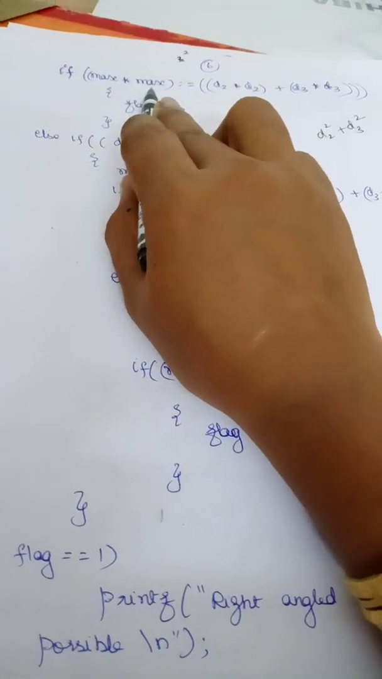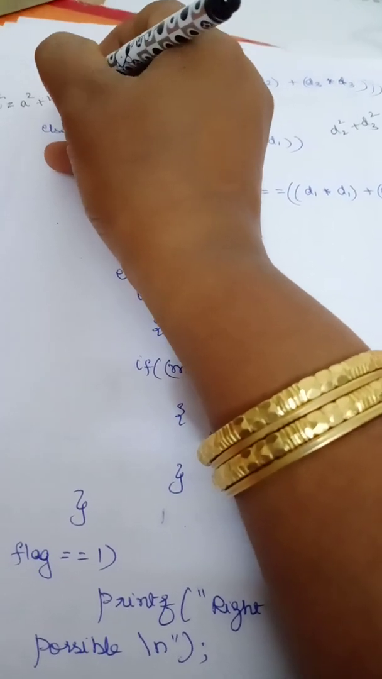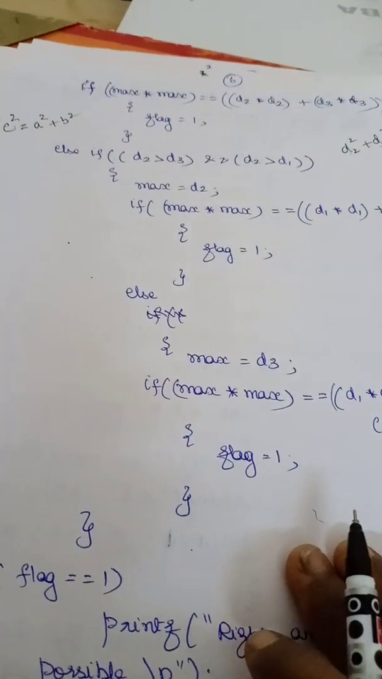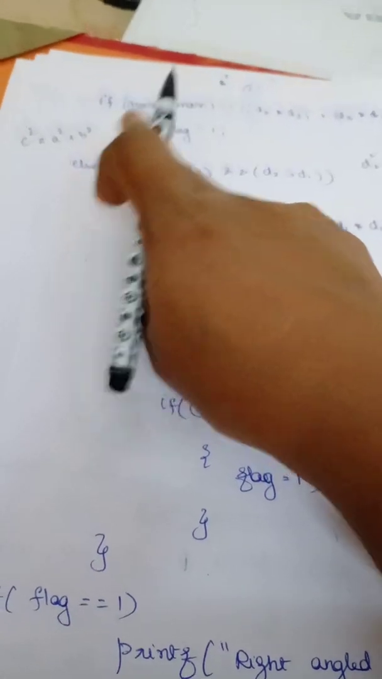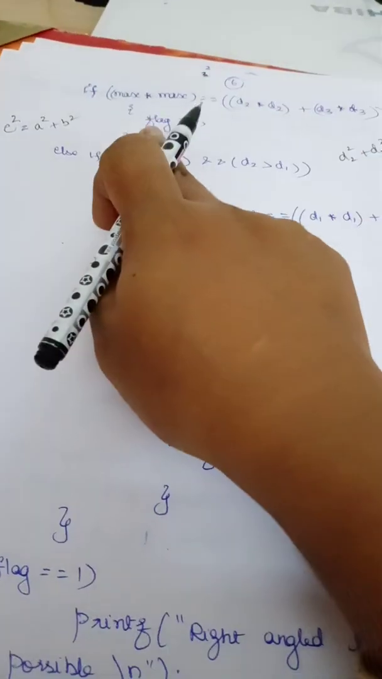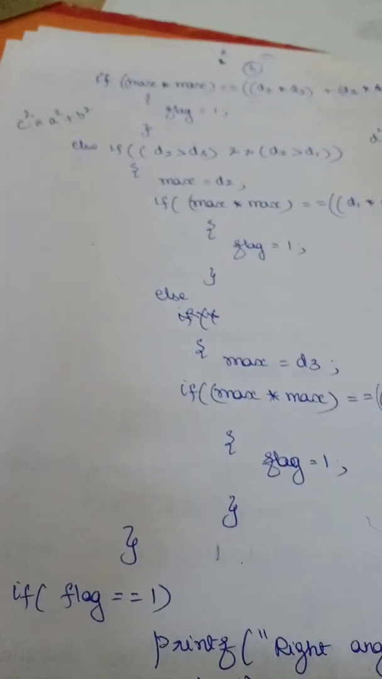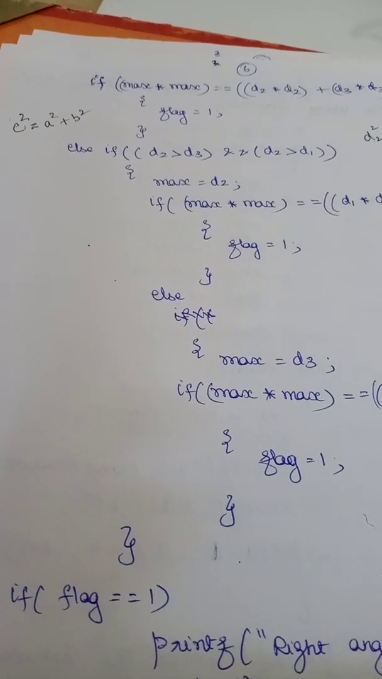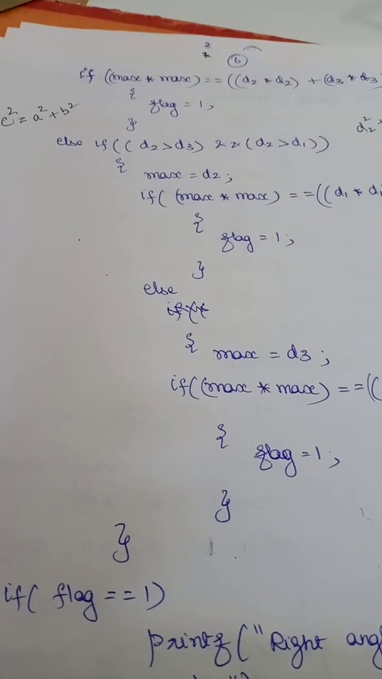So max into max. I have to write c square is equal to a square plus b square. Is that clear? That is what I have written, and this should be equal. If this is equal, then flag equal to 1. Why am I making flag equal to 1? Because it means that this is going to be a right angle triangle. So I am making flag equal to 1.